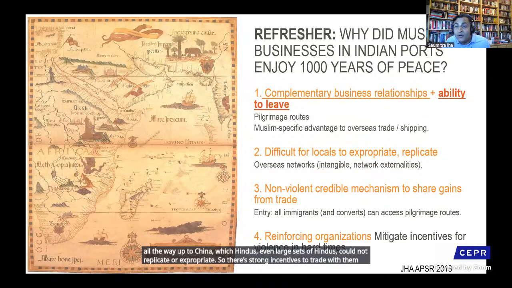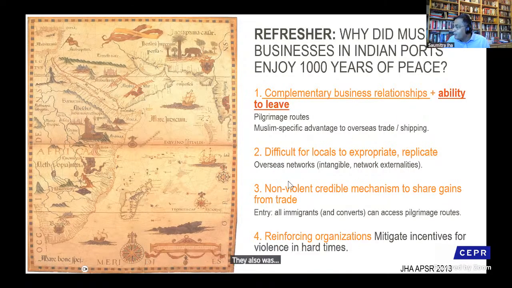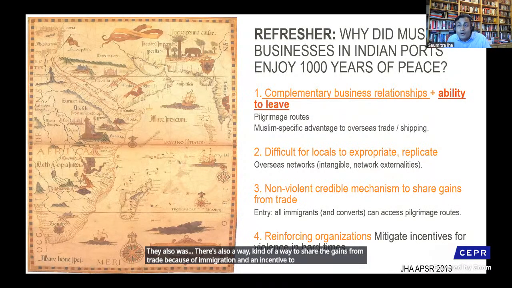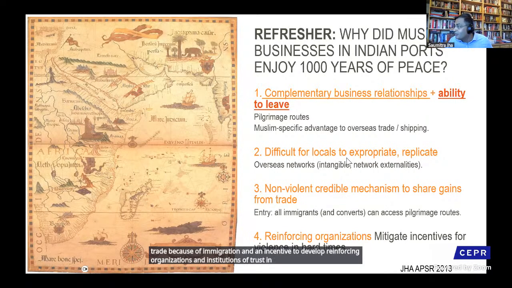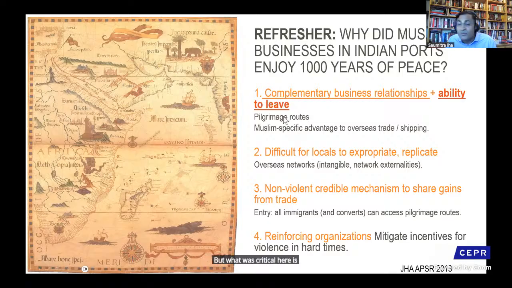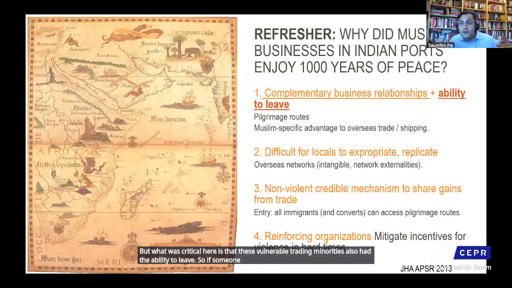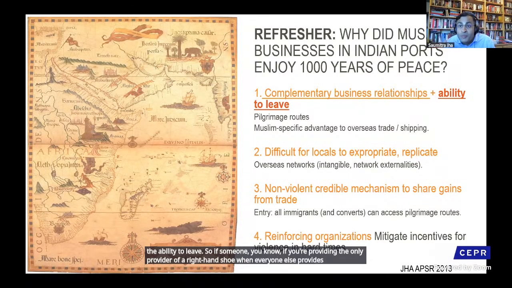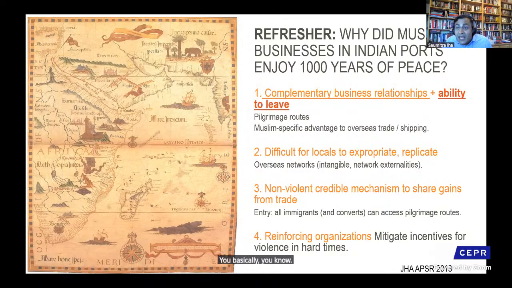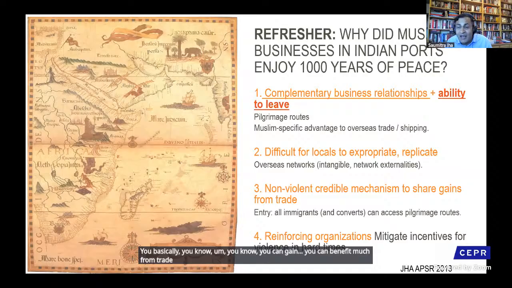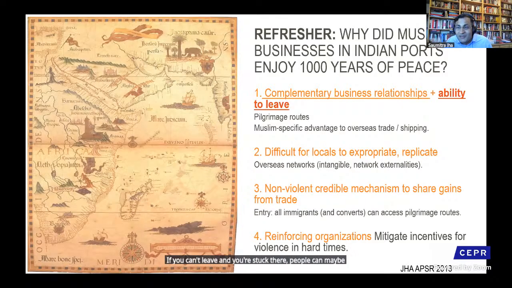Because of the overseas trade network, it was also intangible and thus impossible to steal. There's also a way to share the gains from trade because of immigration, and an incentive to develop reinforcing organizations and institutions of trust in these port towns. But what was critical here is that these vulnerable trading minorities also had the ability to leave. If you're the only provider of a right-hand shoe when everyone else provides a left-hand shoe, you can benefit much from trade and people want to have you around. However, if you can't leave and you're stuck there, people can maybe coerce you to produce that right-hand shoe.